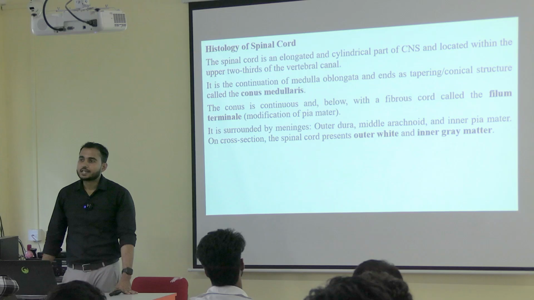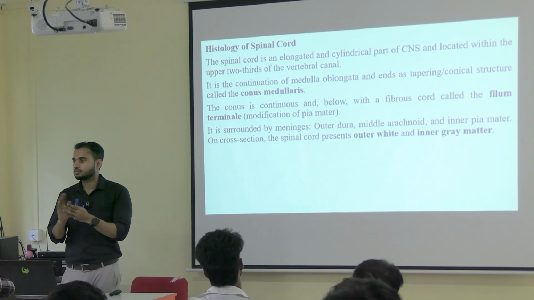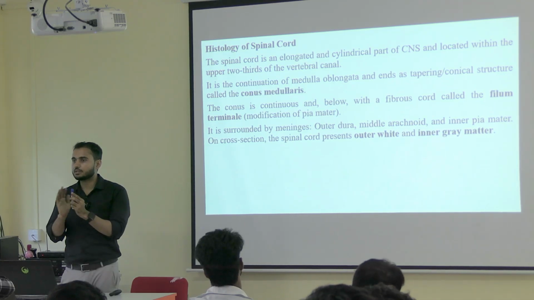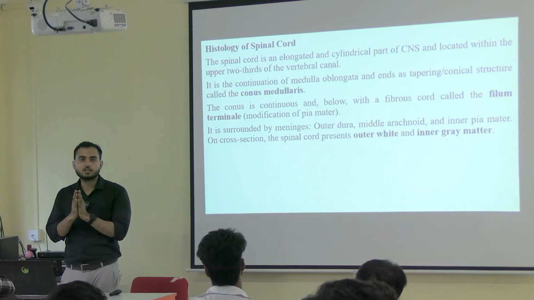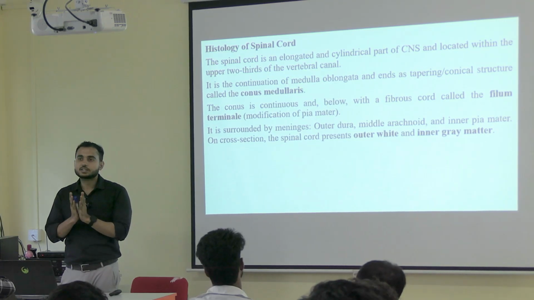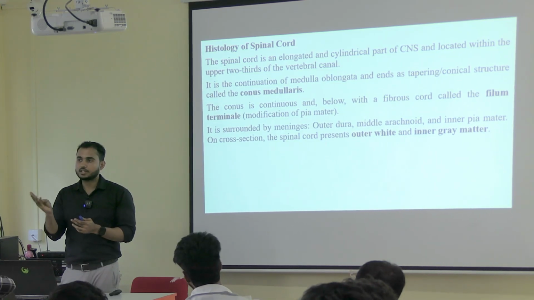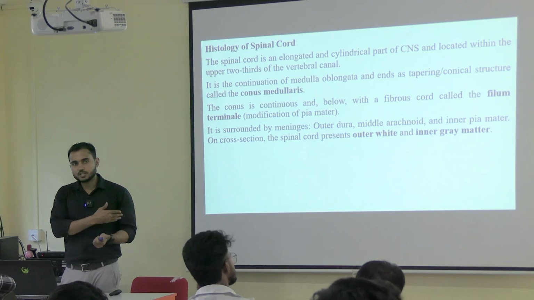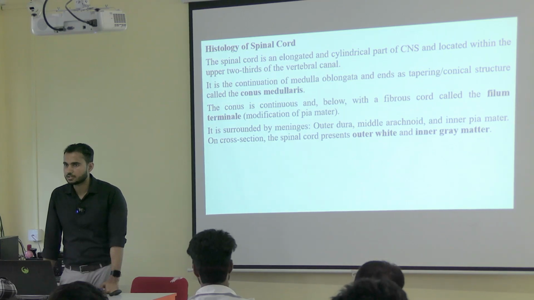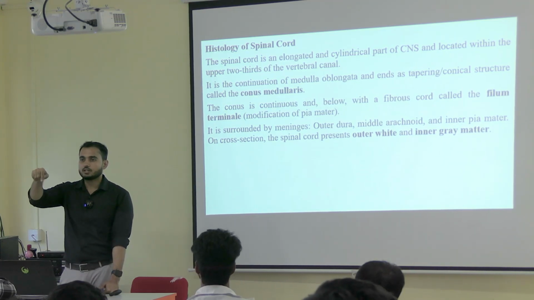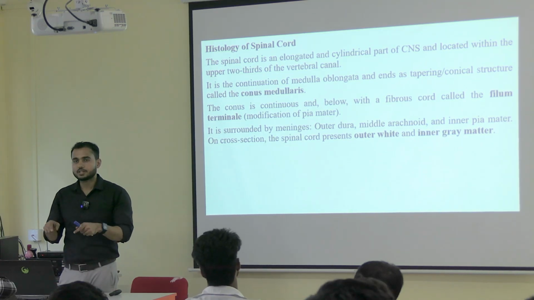Next, though it is a part of the central nervous system, it will be covered by what? The central nervous system is covered by what? Meninges. The central nervous system is covered by three layers of meninges: dura mater, arachnoid mater and pia mater. So though it is part of the central nervous system, it is also covered by all these three layers.